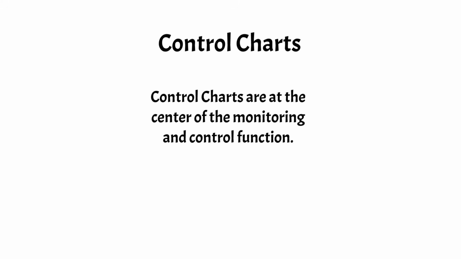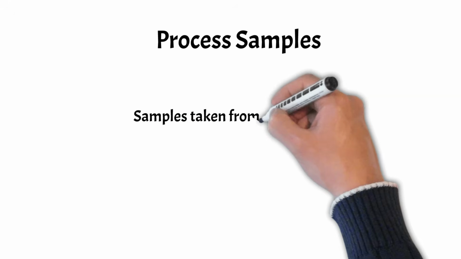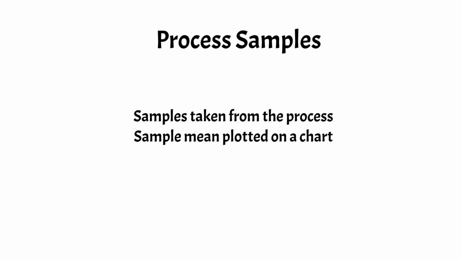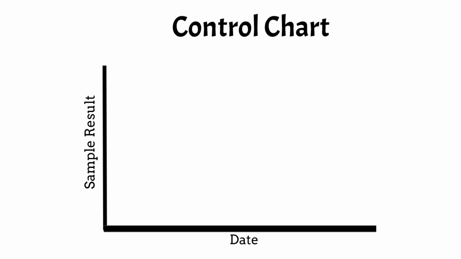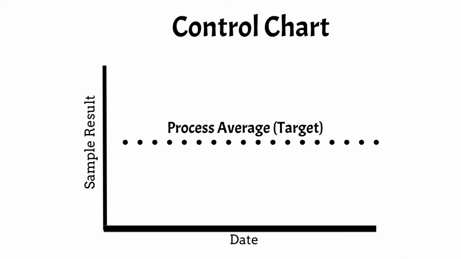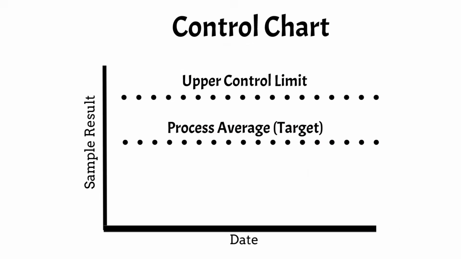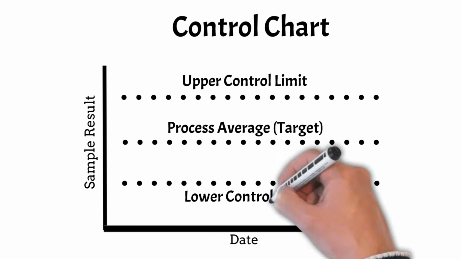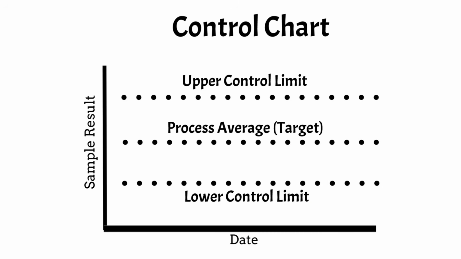While the statistics behind these charts can be quite complex, the basic concept is simple. Samples are periodically taken from a process. The sample mean is plotted on a chart, and as long as they remain within specific boundaries, the process is considered to be in control. In constructing the control chart, we use the long-term average output as the target. The upper boundary is called the upper control limit, and the lower boundary is the lower control limit. Here is a control chart for the Evercool case.